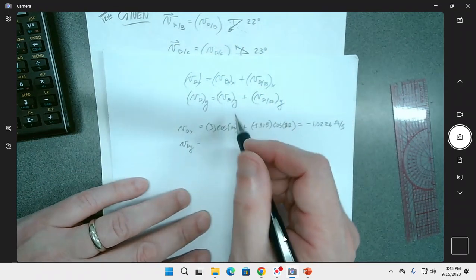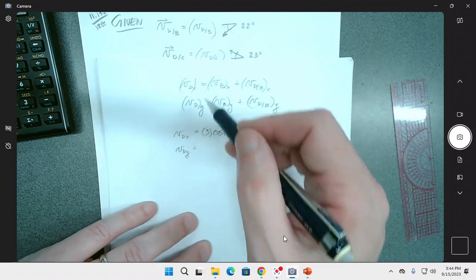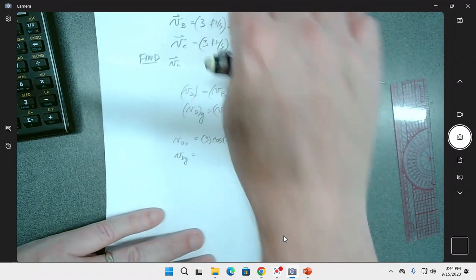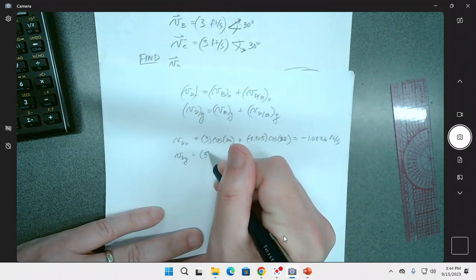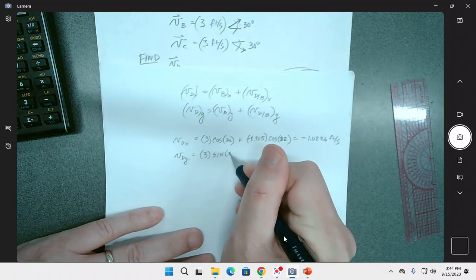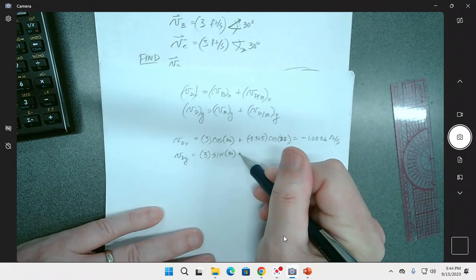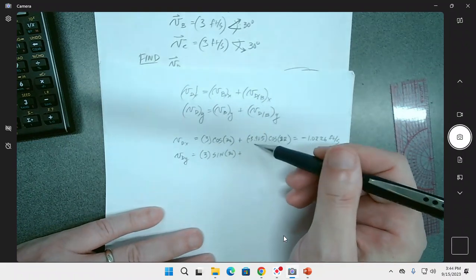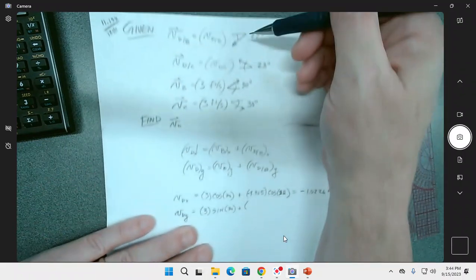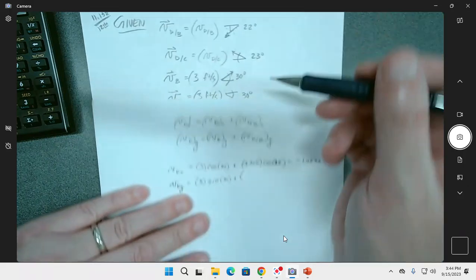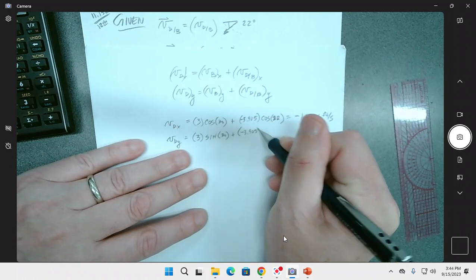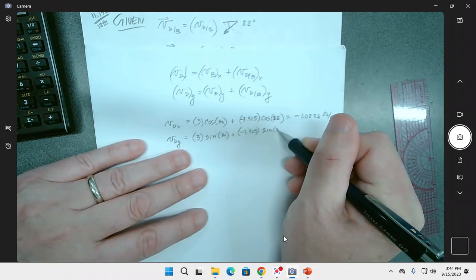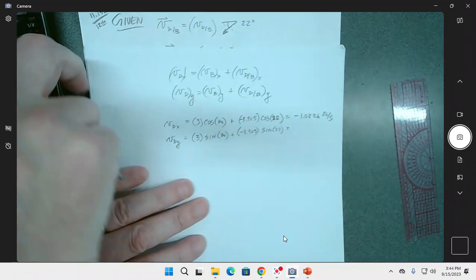And so the y of VB is going to be upwards, so it's going to be positive 3 times the sine of 30, plus, and this is also negative because it's coming down right here, so minus 3.905 sine of 22 equals, so let's see.